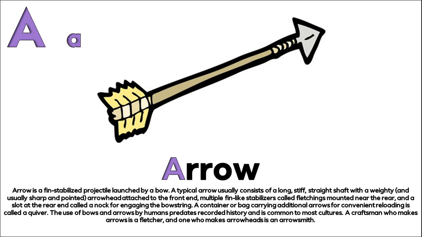A container or bag carrying additional arrows for convenient reloading is called a quiver. The use of bows and arrows by humans predates recorded history and is common to most cultures. A craftsman who makes arrows is a fletcher, and one who makes arrowheads is an arrowsmith.